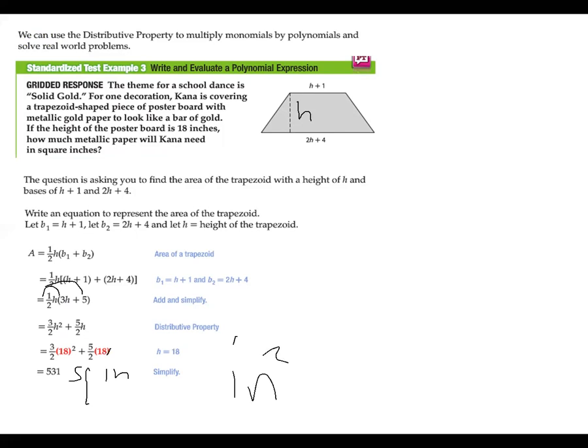This might be useful because if she has to find different trapezoids, maybe she needs to make a couple that are 18 inches, a couple that are 12 inches, a couple that are 24 inches high. Well, if you get the formula in terms of h, then you can just plug in 12, 18, 24, and whatever she needs. Also, it's useful to know the number of square inches she's going to need because usually you have to pay per square inch for something like this.